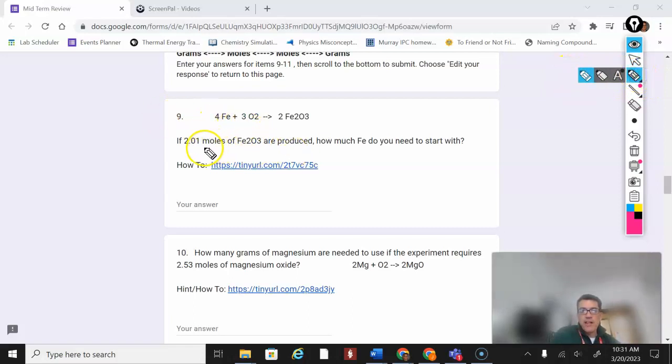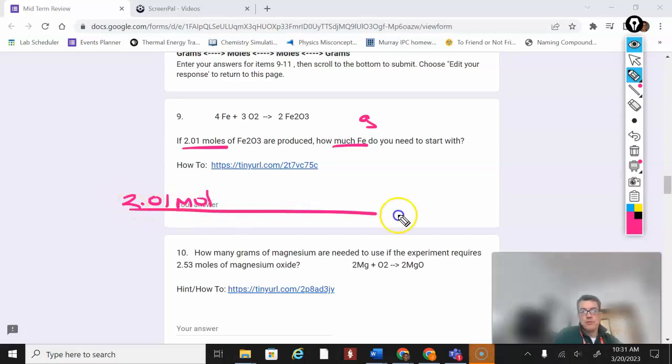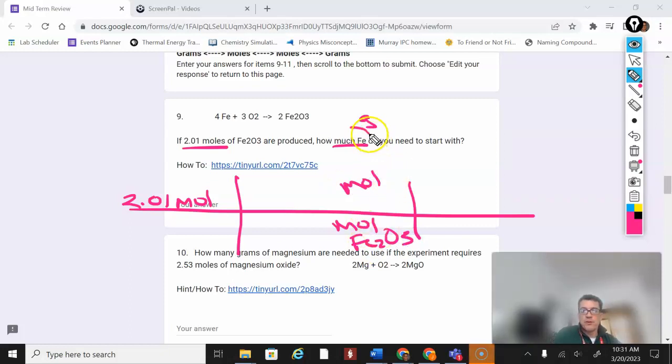On number 9, I got 2.01 moles, and it's asking how much Fe. I'm going to assume that that is in grams. So this is a mole to gram question. So I need 2.01 moles of Fe2O3. I got to put this on the bottom to cancel it out. I'm going to turn moles of Fe2O3 into moles of iron. And then I need to turn moles of iron into my final answer, which is grams of iron.